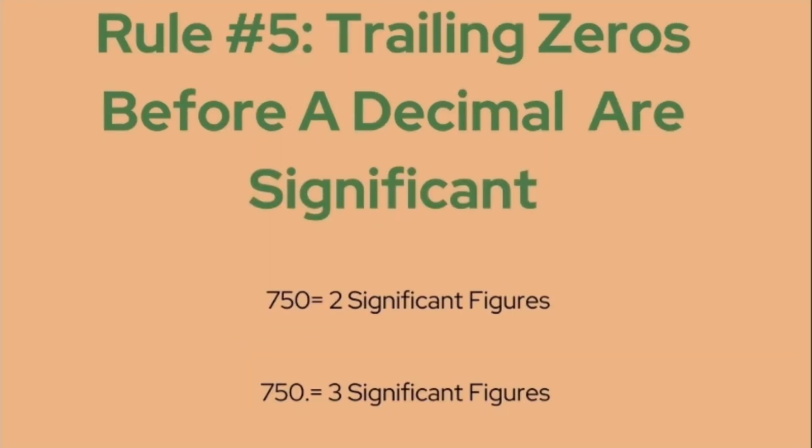This next rule also deals with trailing zeros being significant, as now we have trailing zeros before a decimal are significant.